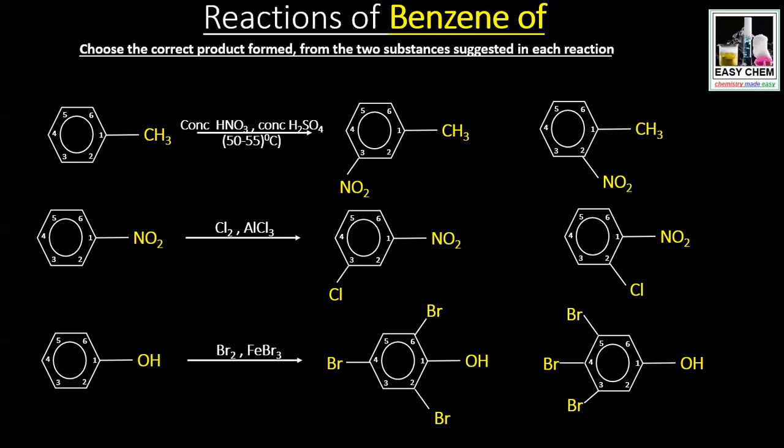I think I have enough time for you. We'll start with the first one. In the first one, we have a CH3 group attached. When you have a CH3 group attached, it's an activator.